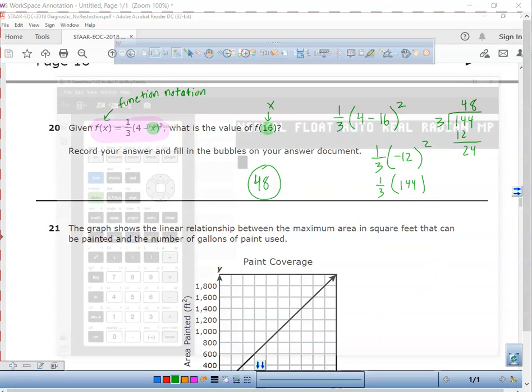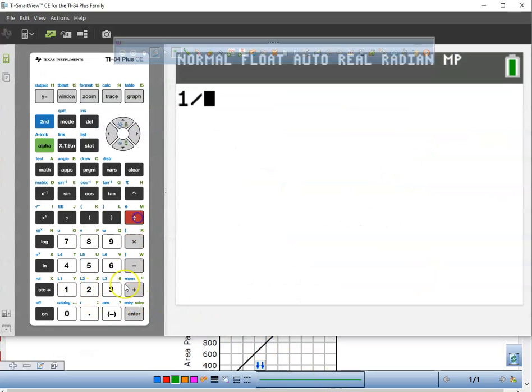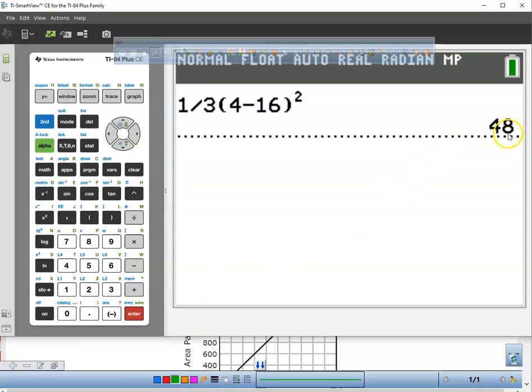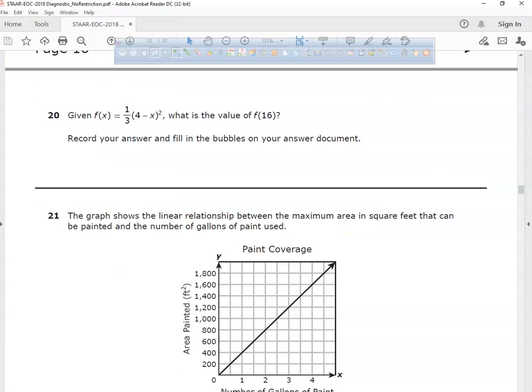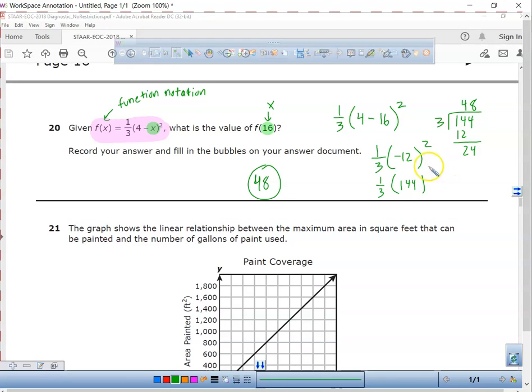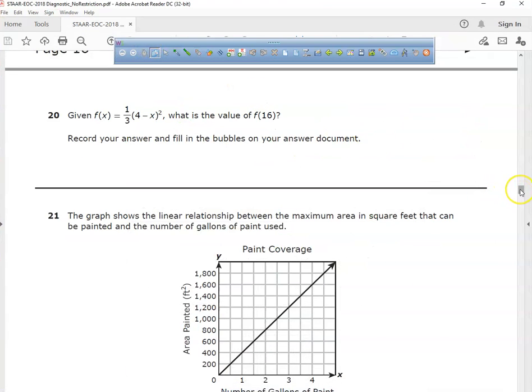Now, if you had a graphing calculator, you could just do 1 divided by 3, open parentheses, 4 minus 16, close it, and square it just like that. And that's how you would do it in your calculator. This is how you would do it by hand, but that's your answer. That's what you would bubble in. And you're done. See how easy that is?